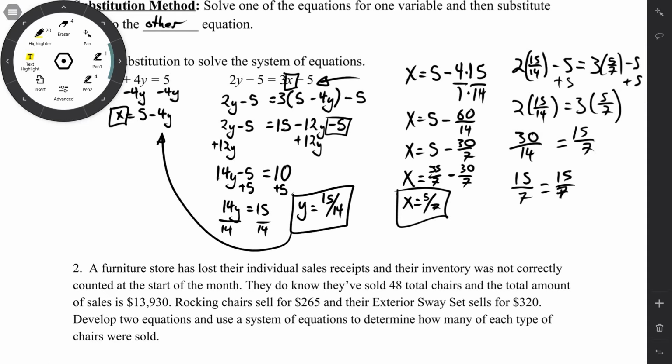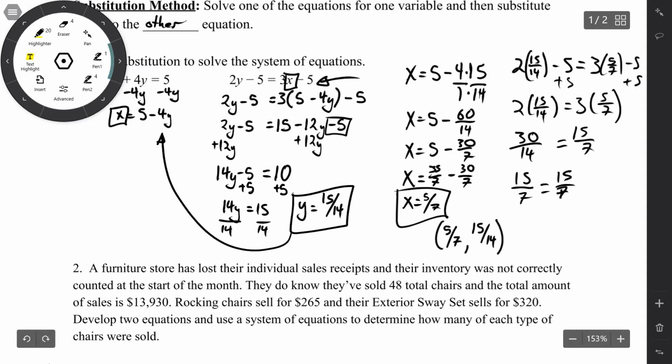So we would write this just like we would a point on a graph, because really that's what we're describing, where those two lines intersect. We would get x equals 5 over 7, comma, and then y, that's 15 over 14. And that is really what we're looking for. We're not looking for that. We're not looking for that. Those are steps to get to this final solution.